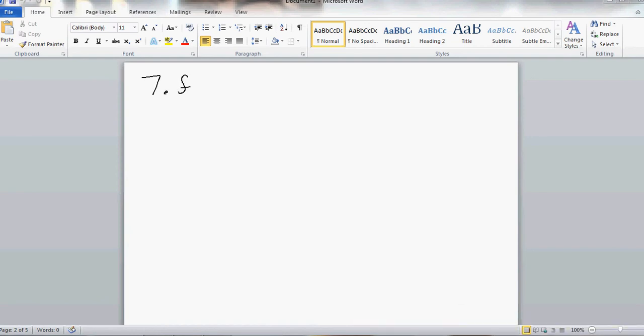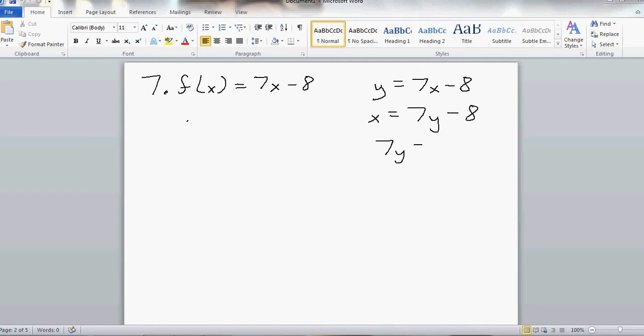So number 7, the function is 7x minus 8. First thing we have to do is get our y. Well, that would be y equals 7x minus 8. Switch the x's and the y's. So we get x equals 7y minus 8. And then finally solve for y. So I'm going to add 8 to both sides and divide everything through by 7. So y would equal 1/7 x plus 8/7.